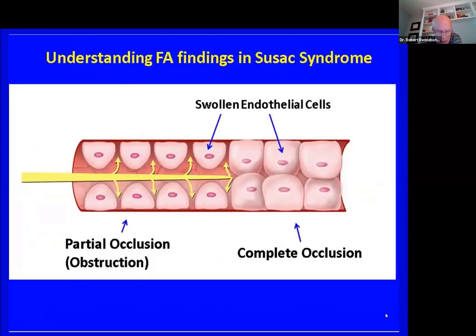Here is a retinal arteriole in a patient with Susac syndrome. The endothelial cells on the left are moderately swollen, leading to partial occlusion of the vessel, and therefore diminished dye flow and, of course, diminished blood flow. The endothelial cells on the right are severely swollen, leading to complete occlusion and complete obstruction of dye flow. Note, too, that the endothelial cells have separated from each other, allowing dye to seep into places where the dye doesn't belong.